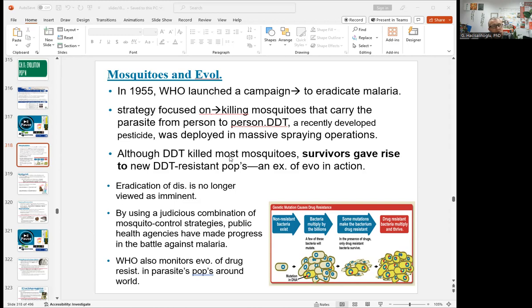So eradication did not really work as planned. And you can see in this picture here, if you try to eradicate some populations and some survive, they become resistant. Bacteria can do that too. They become, like in this case, drug-resistant bacteria, and then multiply and thrive, like we see in some other cases. So WHO now monitors evolution of drug resistance in this parasite population around the world.